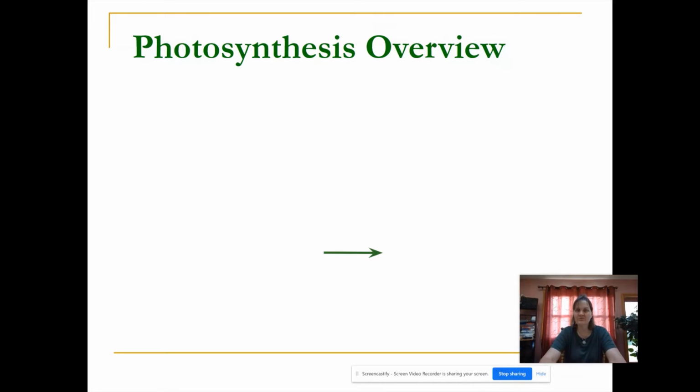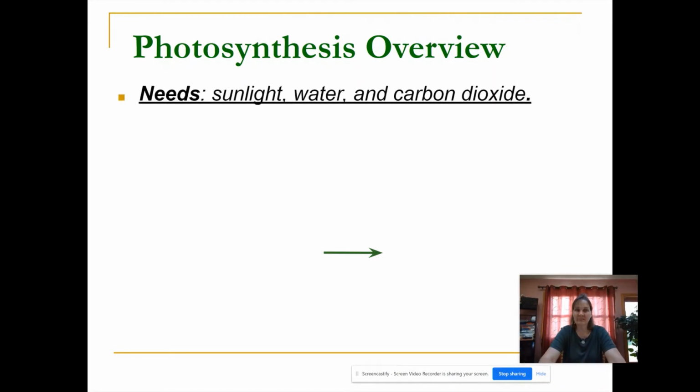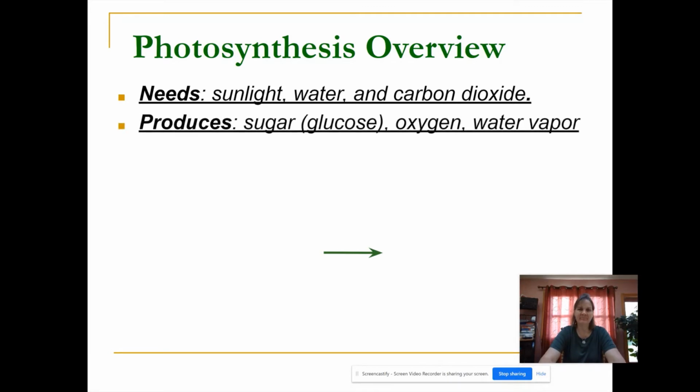This is more of an advanced slide. You don't have to copy anything from it. So for photosynthesis to happen, you need sunlight, water, and carbon dioxide. What it produces is sugar, in the form of what we're going to call glucose for most of the other slides, oxygen and water vapor. That's what it produces or gives off. Now, if we were to write it as an equation, and that's what we do with chemistry, this is what it would look like.